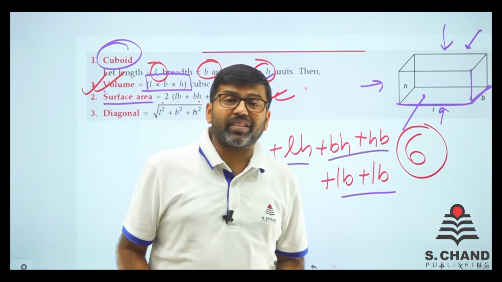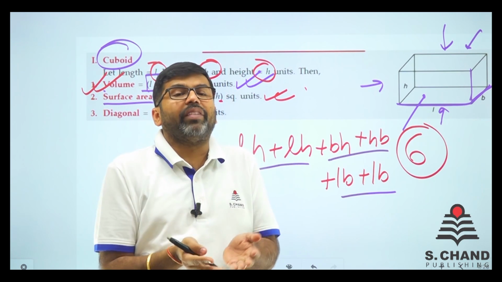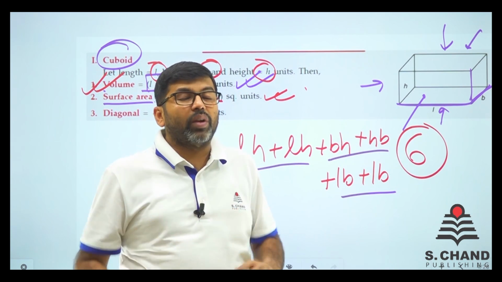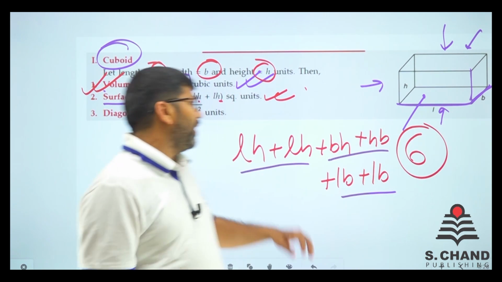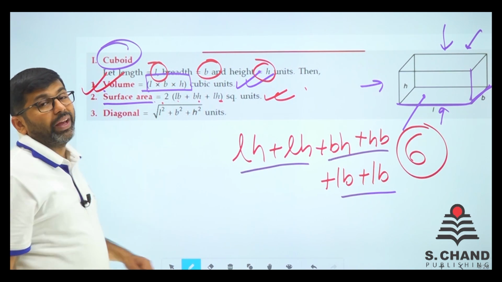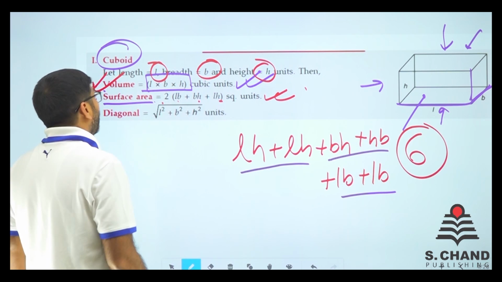So total surface area is the total outer covering we have of any structure. When you talk about a cuboid, we have 6 surfaces and the formula is 2(LB + BH + HL).